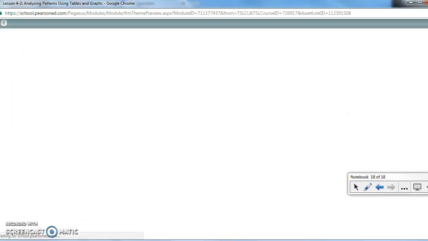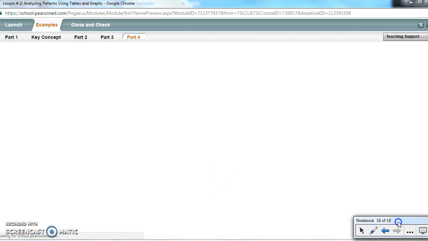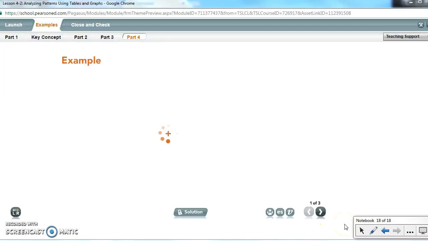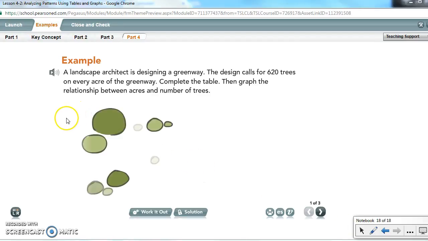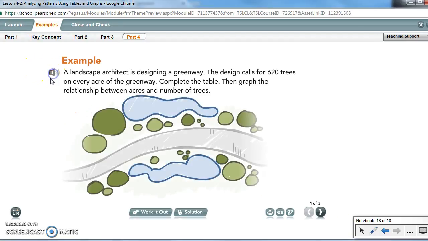Part 4. A landscape architect is designing a greenway. The design calls for 620 trees on every acre of the greenway. Complete the table. Then, graph the relationship between acres and number of trees.